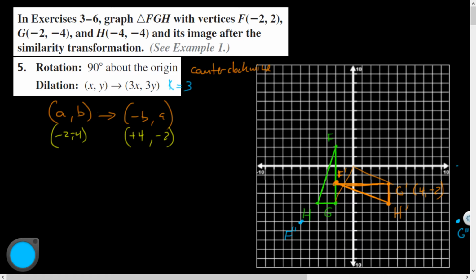Let's go. H double prime. So let's see this one. Here, I'll show you another way to do it. This one's down 4 over 4. Let me just triple that slope, friends. Down another 4, over 4. Down another 4 and over 4.